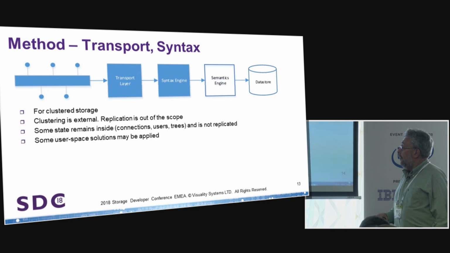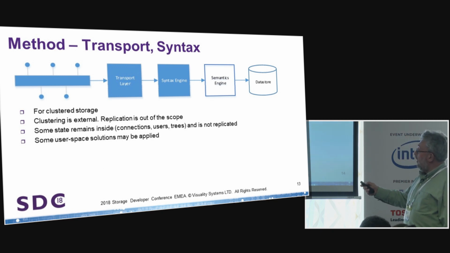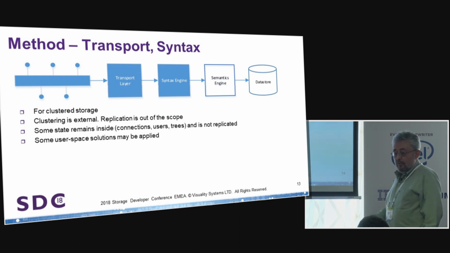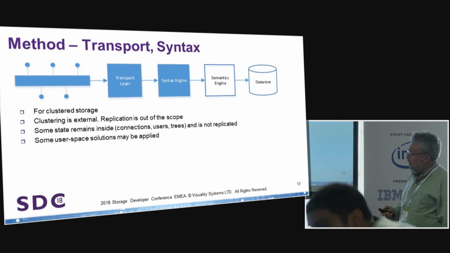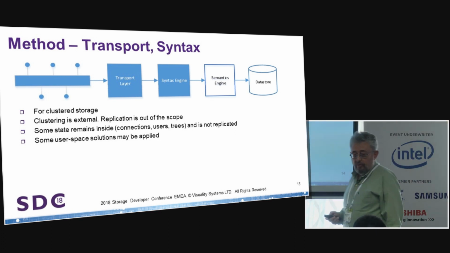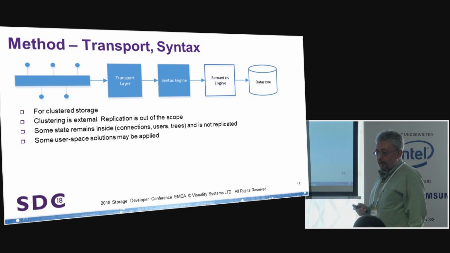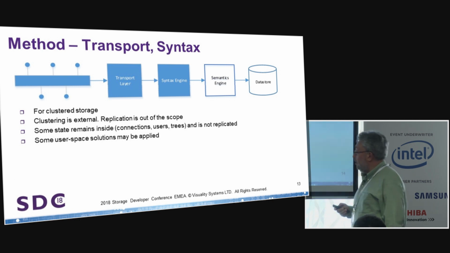Method number 2. Here, those two, transport and syntax, are common, while semantics and the file system itself are dedicated. Performance will be better. The clustering happens here, so the clustering is outside this solution. Those two components are per node, and replication happens here. It's good for cluster storage. It's good for very scalable and fast clustering storage.